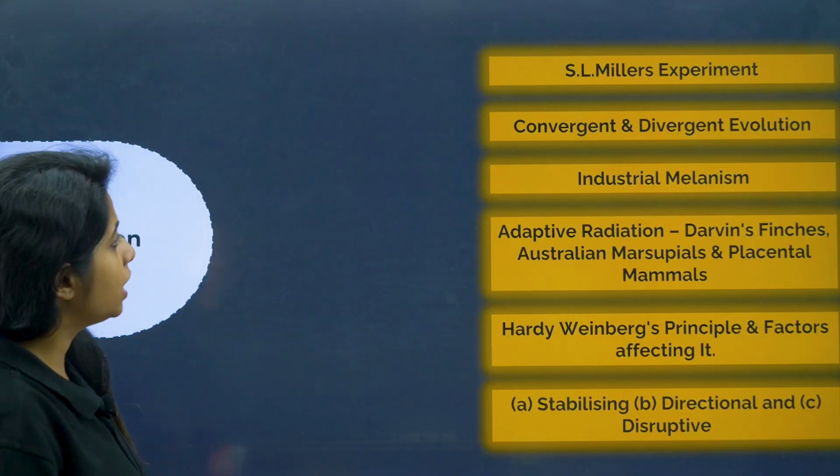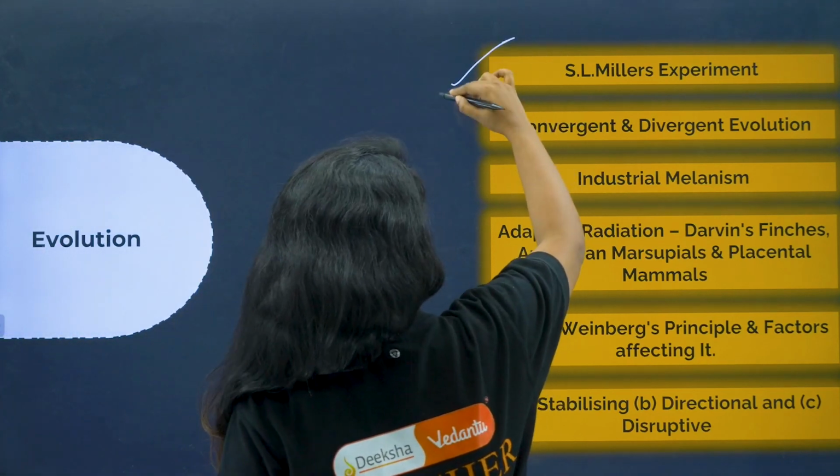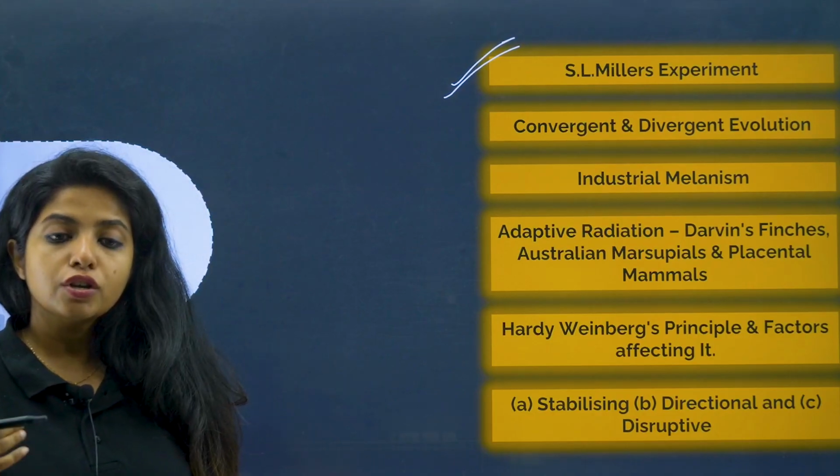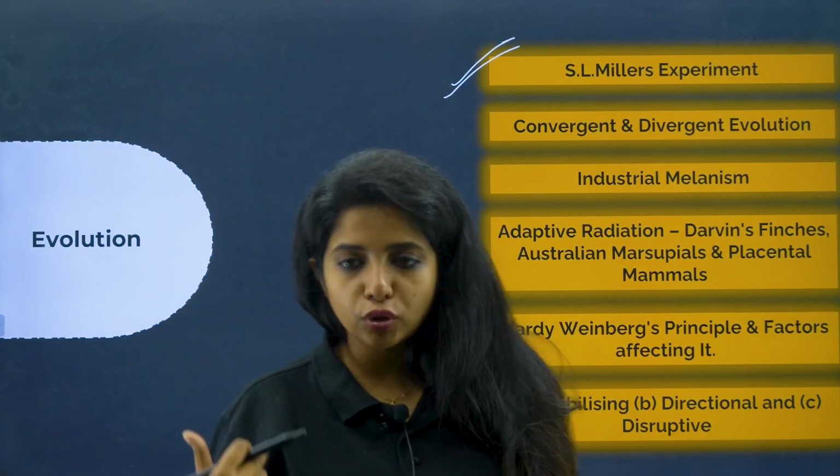Now in evolution we have S.L. Miller's experiment, who gave the proper construction of the chemical evolution. So you might be asked to draw the diagram as well. So go through it really well.